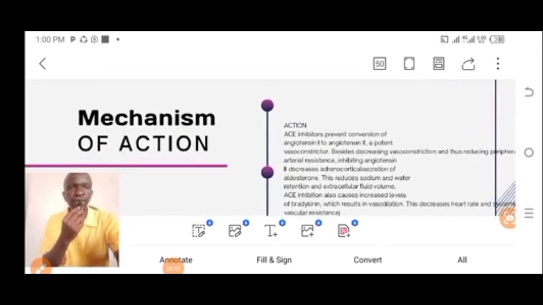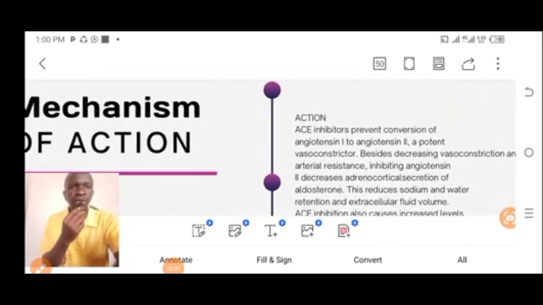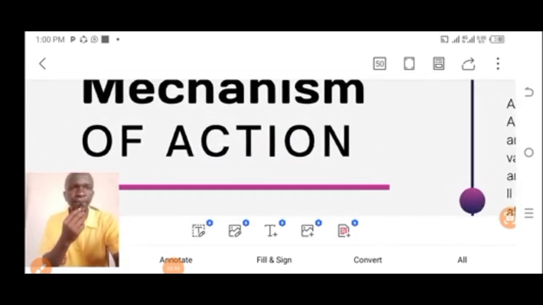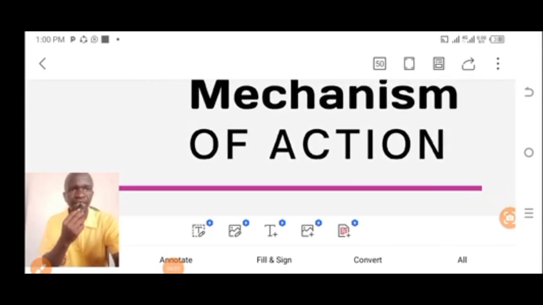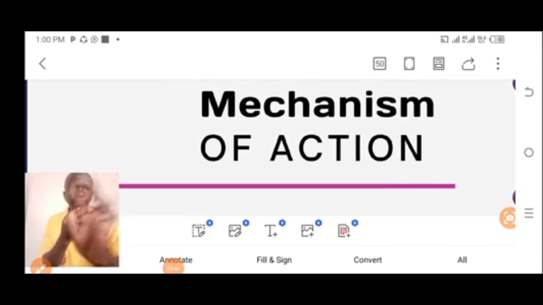Now, the most important thing is to look at what is called the mechanism of action. The mechanism of action is how the drug works and how it acts in the human body to produce a desired effect. So now I want to look at the mechanism of action of angiotensin converting enzyme inhibitors, how they work.